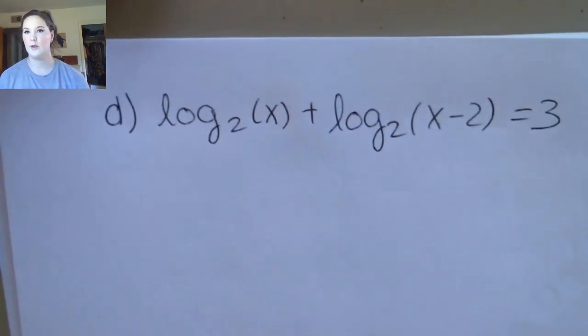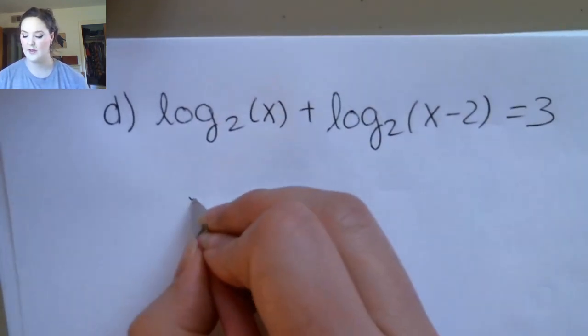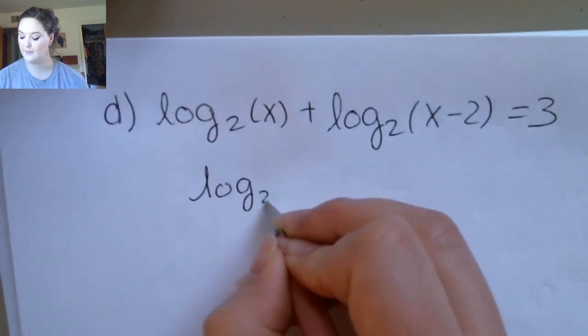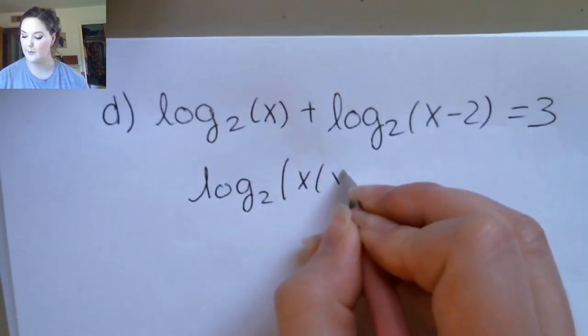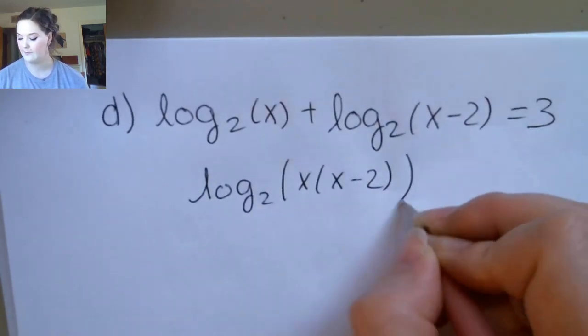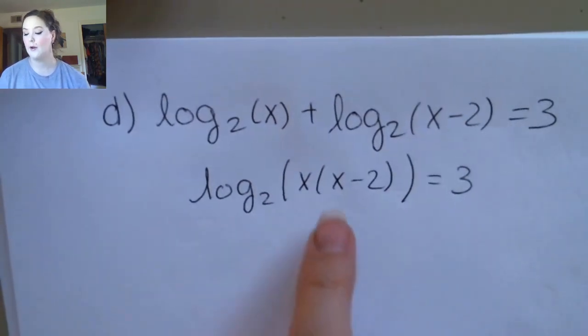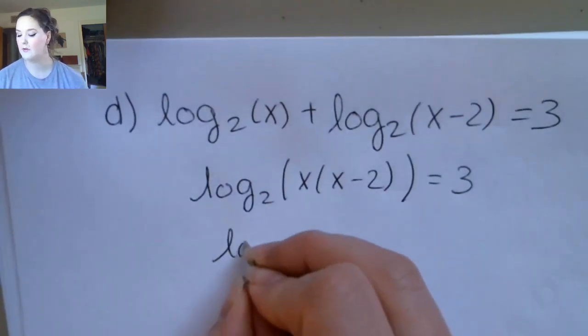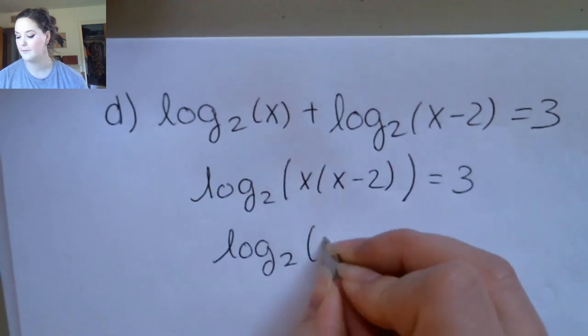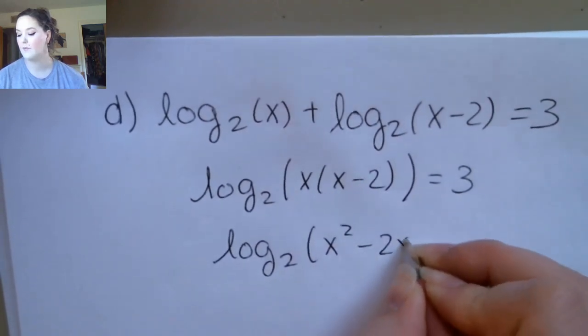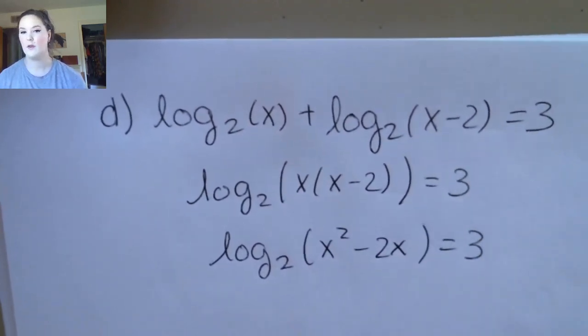Okay, so here we're going to use the log properties to combine these, and this is going to be multiplication this time. Okay, and I'm actually going to multiply this out.